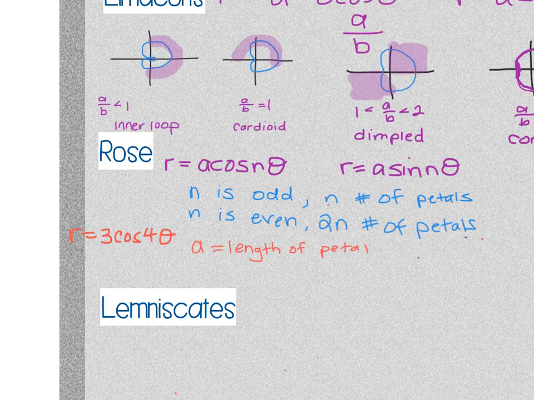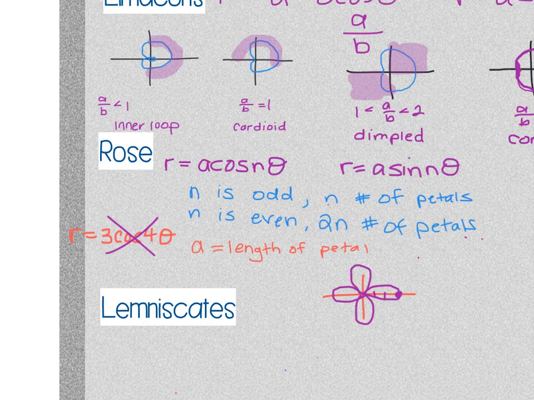Is there a certain number you want us to know? Honestly, no, because it depends on how well you know your symmetry and how well you know your equations. Literally, if I knew it was a rose with 4 petals and I plug in 0 and I get 3, I already know what my entire graph looks like, right? Let's just say it has 4 petals. Let's say when I plug in 0, I get 3, and 3 is my A. I already know that my graph looks exactly like this.